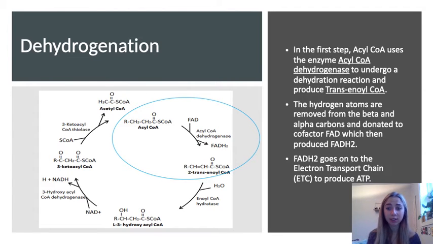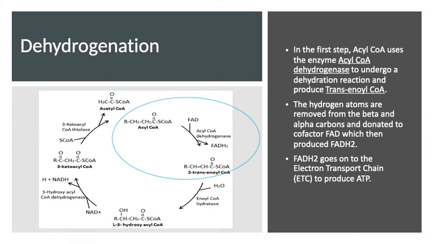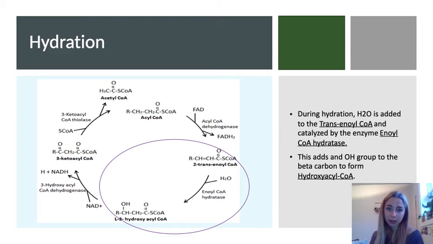They're actually donated to the cofactor FAD, which then produces FADH2. Those 2 hydrogens are added on. So that FADH2 actually goes on to the electron transport chain to produce ATP, and we are left with trans-enoyl-CoA. That trans-enoyl-CoA can then undergo the second step, which is hydration.